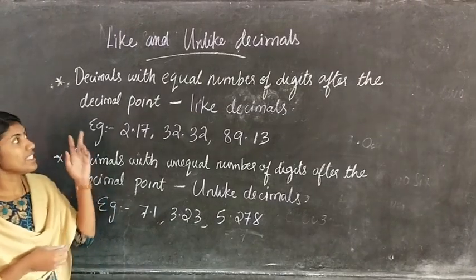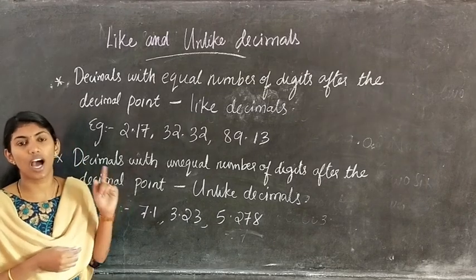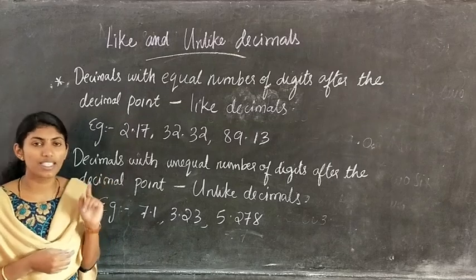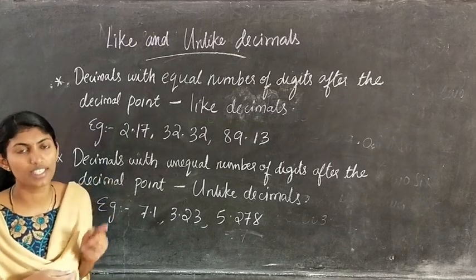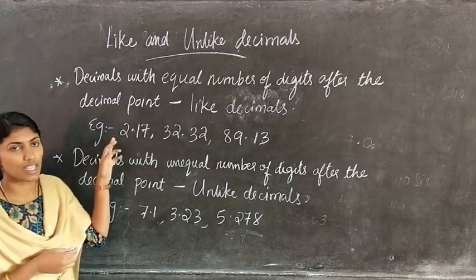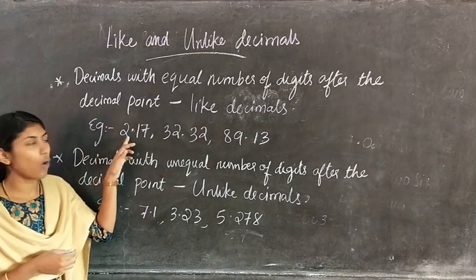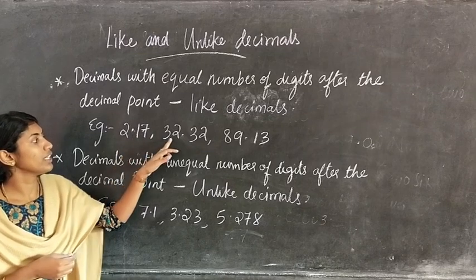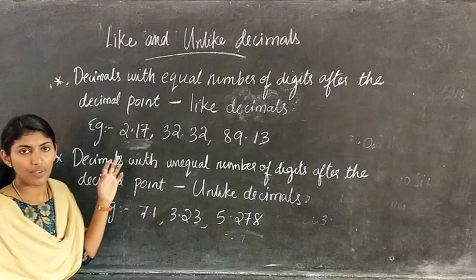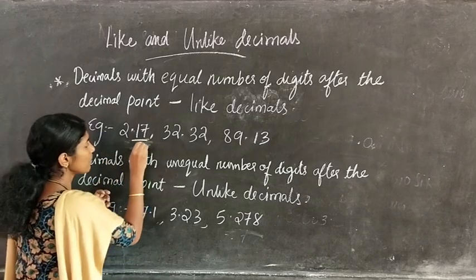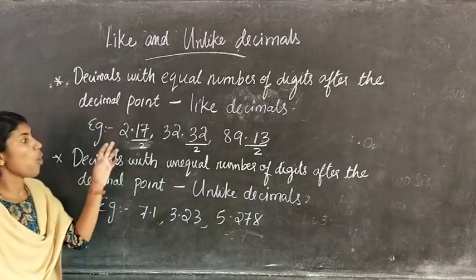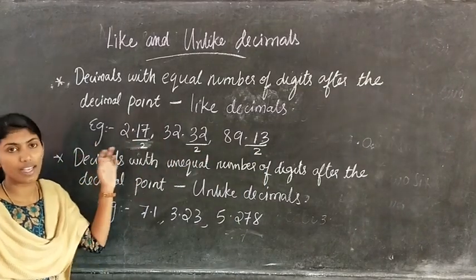Next topic is like and unlike decimals. Decimals with equal number of digits after the decimal point are known as like decimals. Some examples are 2.17, then 32.32, then 89.13. Here we have 2 digits after the decimal. Here also 2 digits. Here also 2 digits. That means all the decimal numbers are like decimals.